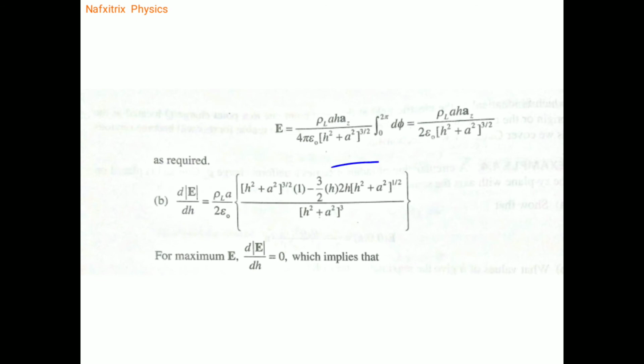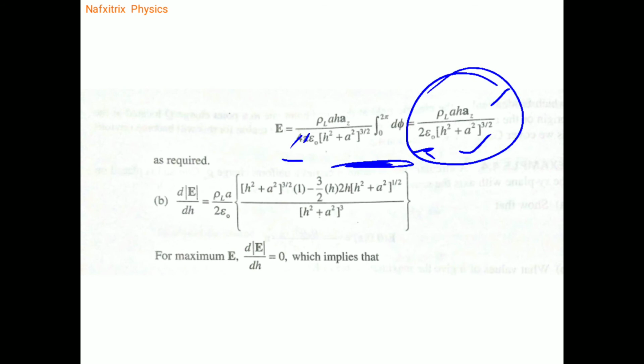So this would be remaining, and we need to integrate it from 0 to 2 pi. Integration of d phi is nothing but phi, with limits 0 to 2 pi, so 2 pi minus 0. So getting 2 pi, and pi would get cancelled, 2 ones are 2 twos are, so 2 epsilon naught. So rho l a z cap over h square plus a square whole to the power of 3 by 2. So this is the remnant. So this is the thing which was asked.